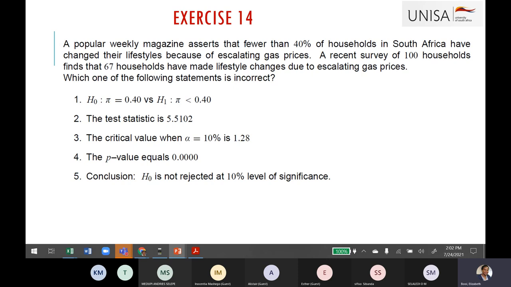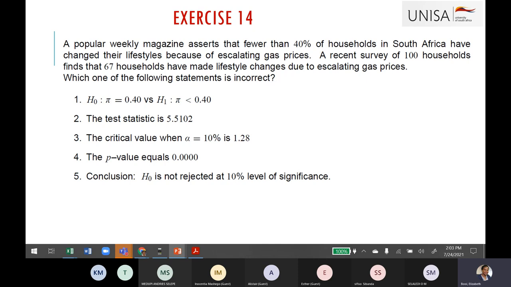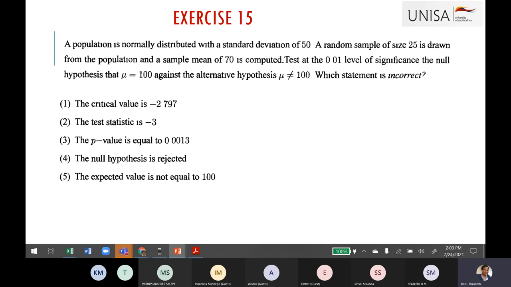Null hypothesis, test statistic, critical value, p-value, conclusion. Null hypothesis, critical value, test statistic, p-value, conclusion. All of them are in all those options. So do the 6 steps of hypothesis testing, regardless of whether you're doing it for the mean or the proportion. As long as you see answer options like this, quickly on the side, you do the 6 steps, you come here, you answer the question, quick and easy. Say, critical value, test statistic, p-value, making a conclusion.